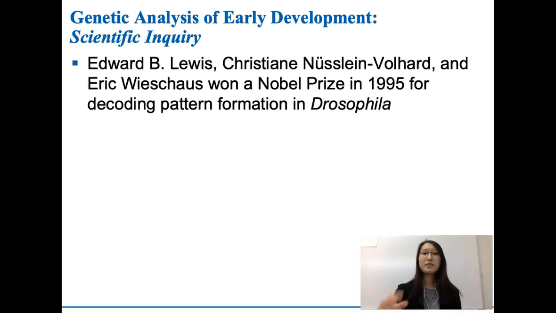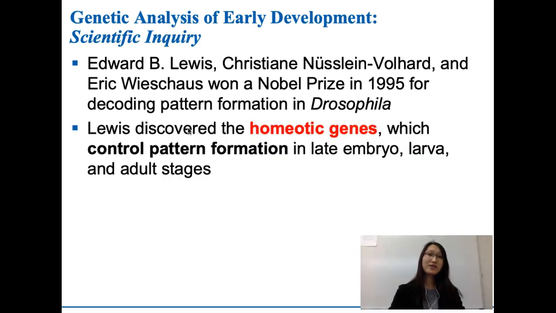So there's this guy, Lewis, and these other guys. These scientists won a Nobel Prize in 1995, which you weren't born yet. I was 2 years old. They decoded the entire pattern formation in Drosophila. They tracked each cell and the developmental process of each cell, right? We have one cell split into two cells and then four cells, but how does each cell become the later cells, what role do they play in the organism, and where are they located in the organism? So they studied that.